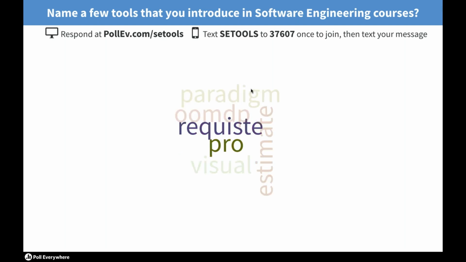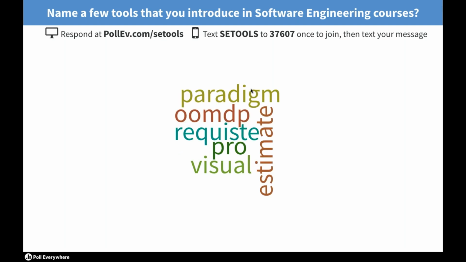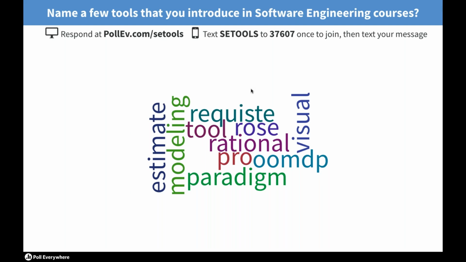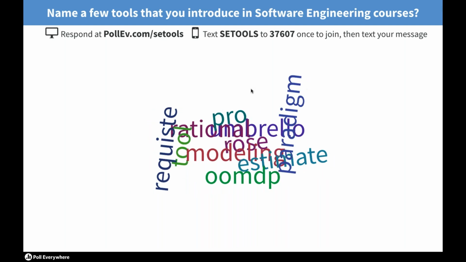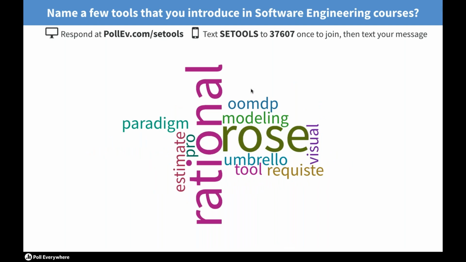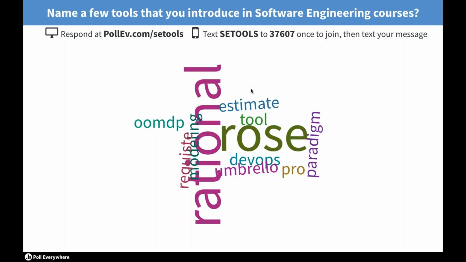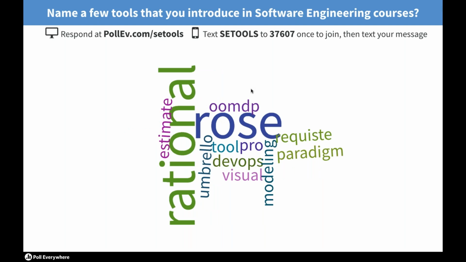Visual Paradigm, yeah, okay. Rational Rose. I think the cloud is kind of messing it up a little bit, but I see what you're saying. It makes sense. The Rational Rose, a UML tool, Umbrello, another UML tool, Visual Paradigm for modeling as well. I see Estimate Pro. I'm not sure if I broke that up correctly. OOMDP, I'm not familiar with that one. DevOps, okay.